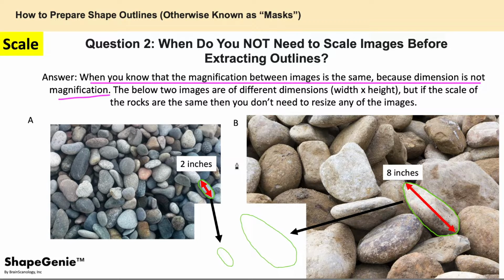Now, why is this important? It's important because if you study images archived by somebody else or a collaborator sends you images, they may have used a dimension and magnification that's different than what you're used to. So it's important to understand magnification between different sets of images. Because for these two images, if you resize panel A to be the same dimensions as panel B, then what you're doing is you're altering the information in panel A, because the magnification is the same between the two.